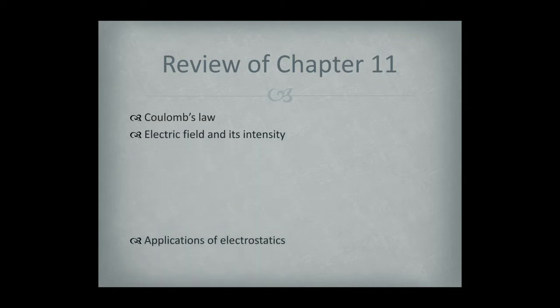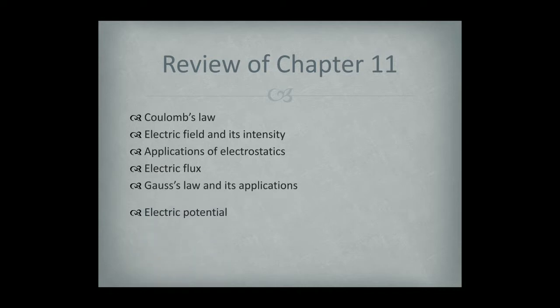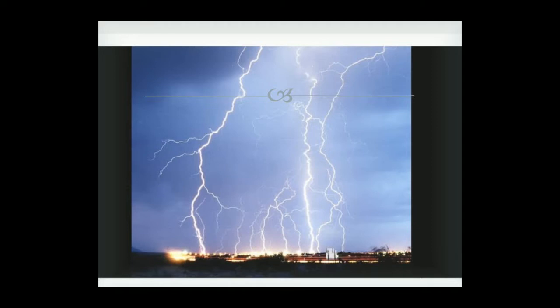Before starting the second chapter, let us take a review of the previous chapter, that was chapter 11, electrostatics. In the previous chapter, students, we discussed in detail Coulomb's law, electric field and its intensity, applications of electrostatics, electric flux, Gauss's law and its application, electric potential, potential gradient, capacitor. We discussed in detail. Now we come to current electricity.